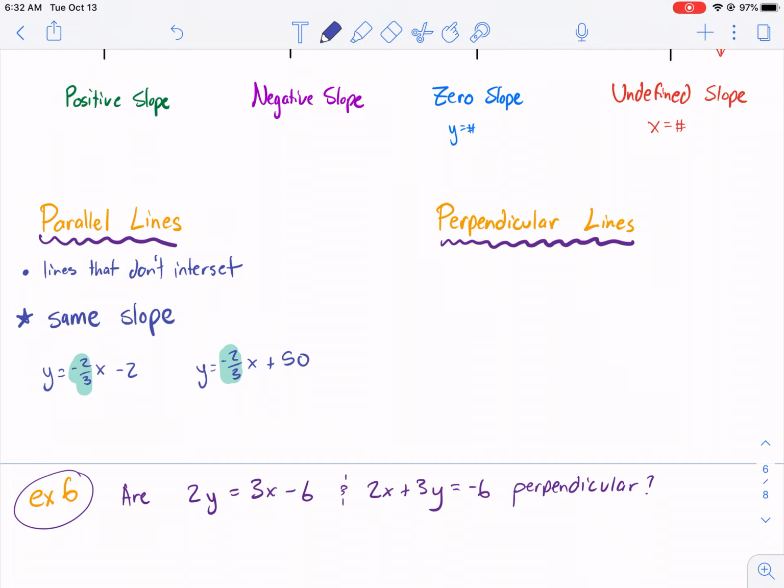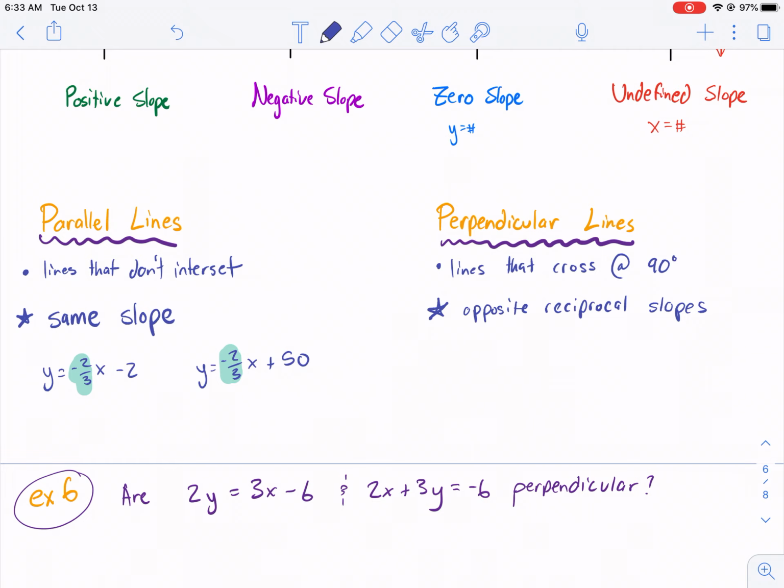Now, perpendicular lines. These are lines that do cross in a specific way, that cross at a 90-degree angle. Okay, so they cross at 90 degrees. They form right angles when they cross. These have a very special slope. They have opposite reciprocal slopes.